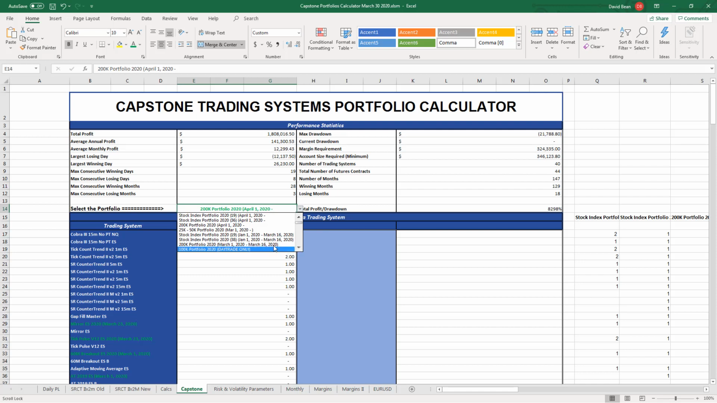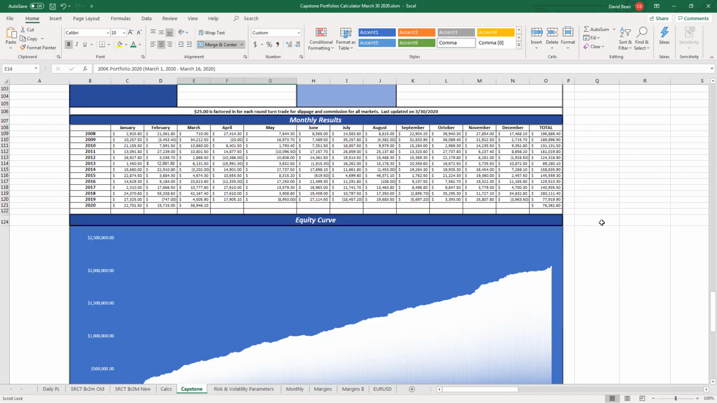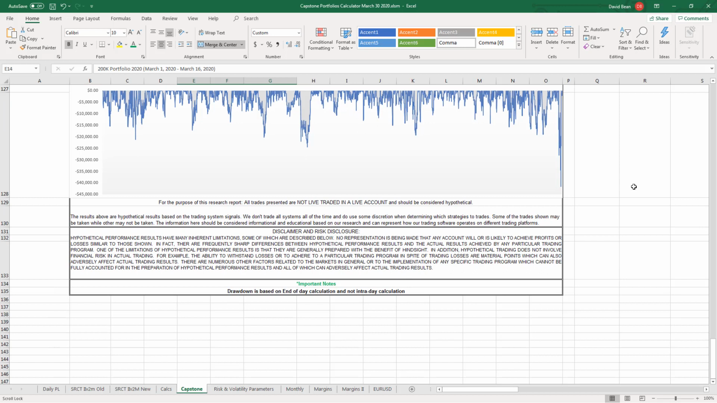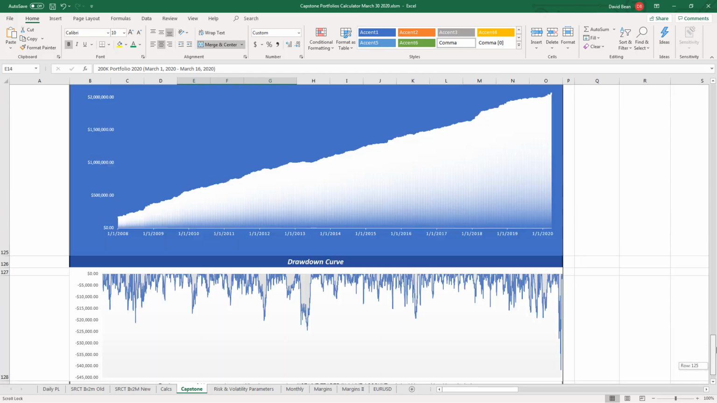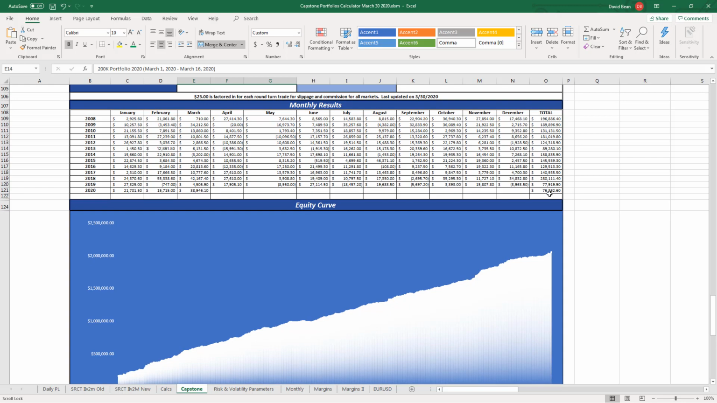So let's look at the 200K March 1 through 2020. This is based on the updates that were sent at the beginning of March. And it went into a worst case drawdown, but it has bounced back since. And that makes sense based on new levels of volatility. So the previous old worst case drawdown is about 25K, and the new worst case drawdown is about 41K. It's bounced back. It's actually up on the year. It's up on the month.